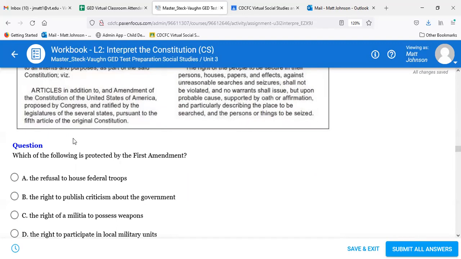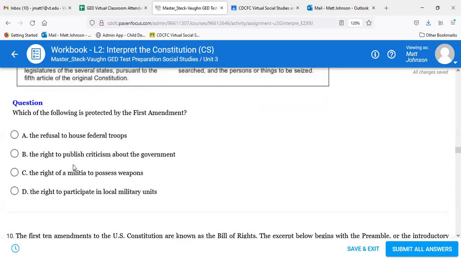Which of the following is protected by the First Amendment? A, the refusal to house federal troops. B, the right to publish criticism about the government. C, the right of a militia to possess weapons. D, the right to participate in local military units. B. Yeah, B as in boy, right? You can print criticism of the government, and the government.